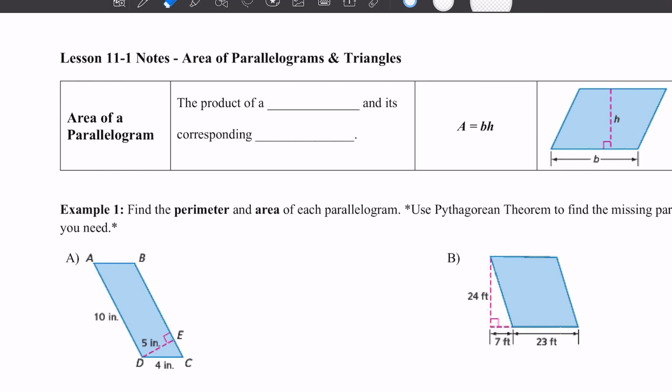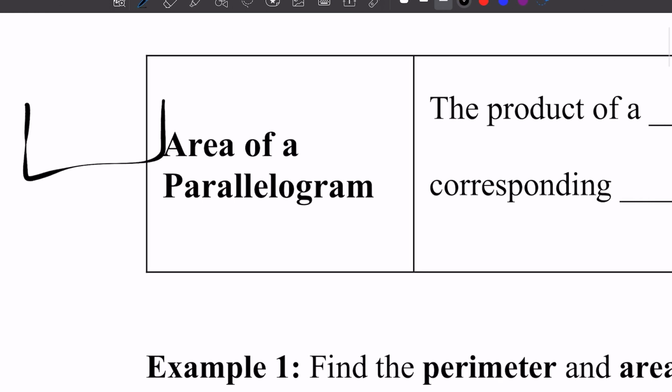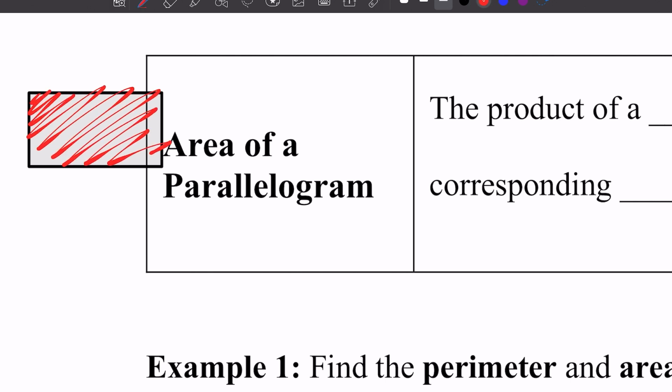Okay, so today we are going to talk about 11.1, area of parallelograms and triangles. Area is basically how much space a two-dimensional object can take, right? Two-dimensional objects that we can consider are squares, rectangles, circles, etc. If I were to give you an example, something like this is my rectangle. The goal is to figure out how much space this two-dimensional object can take, okay? And we figure that out by using some sort of formula, okay?